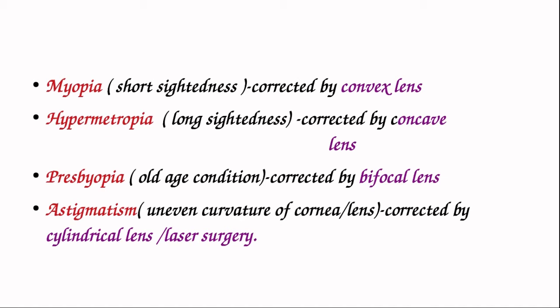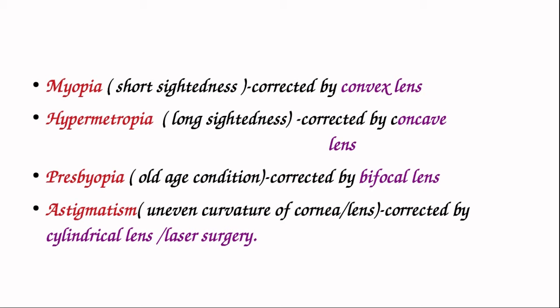Then another one is hypermetropia, or long-sightedness. The person can see only distant objects and not nearby objects, and it is corrected by a concave lens. Then presbyopia is another condition that affects during old age, and this old age condition can be corrected by a bifocal lens. It is caused due to the stiffness of the eye lens due to age.